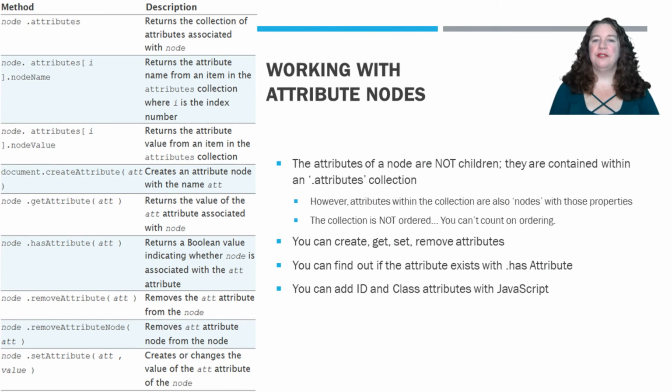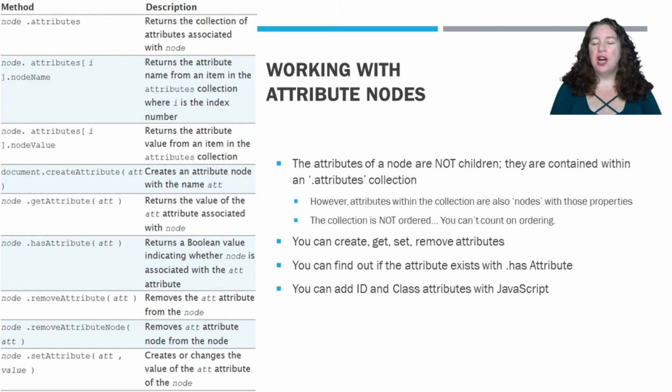We can work with different attributes of our nodes. The same way that when you build an element in HTML you can give it an href, or a width, or a style, or an ID or a class, we can do that with JavaScript in our DOM. So we can apply attributes. We can set attributes. We can get attributes. We can create new attributes. We can find out if attributes exist, all with each node.